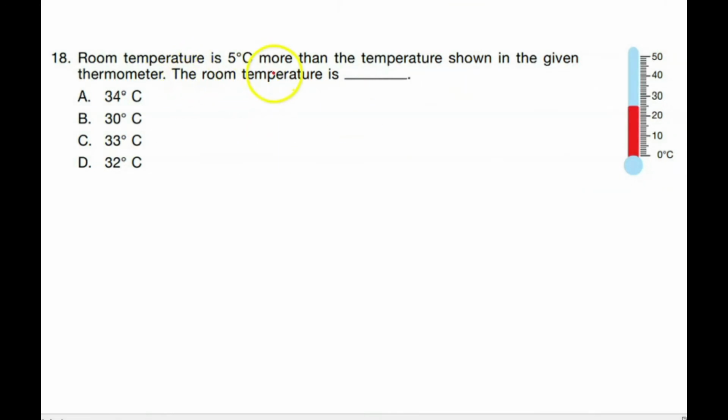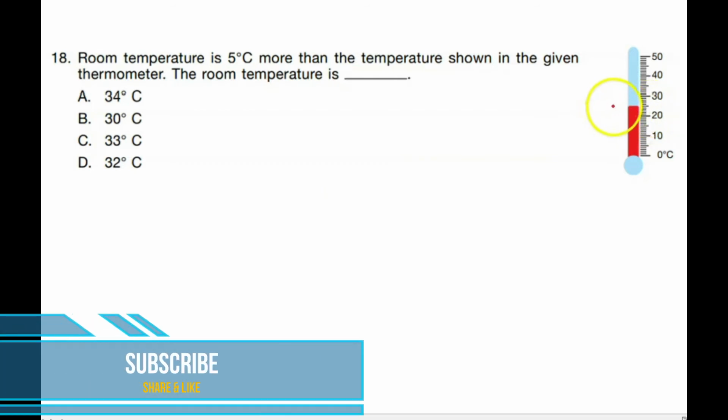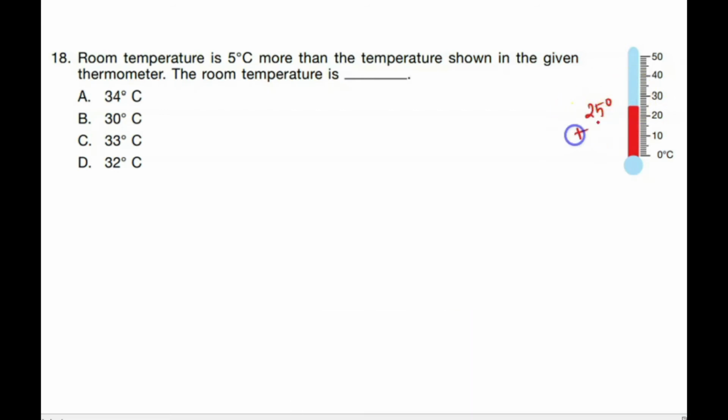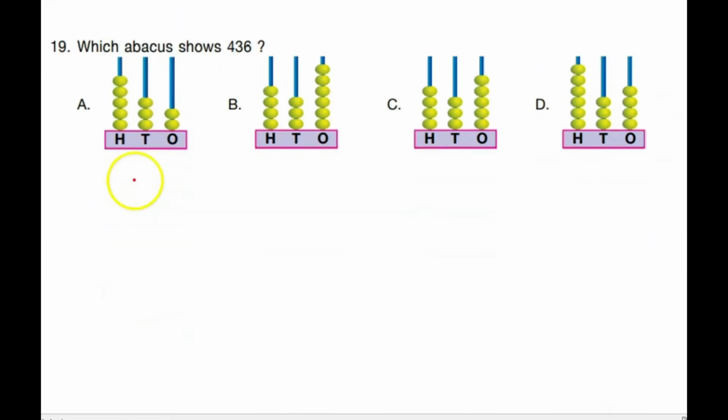Room temperature is 5 degrees Celsius more than the temperature shown in the given thermometer. The room temperature is 5 degrees Celsius more than the temperature shown here. The temperature shown here is 25 degrees Celsius, plus 5 will be 30 degrees Celsius. So the room temperature is option B, 30 degrees Celsius, correct answer. Next question, question number 19.